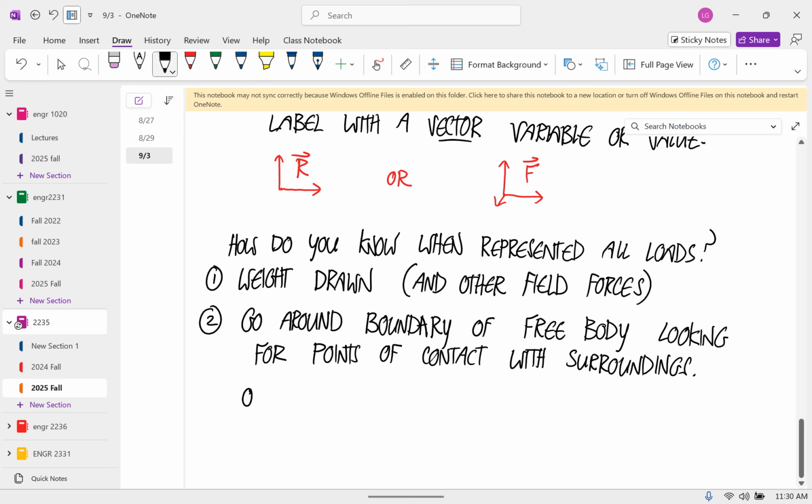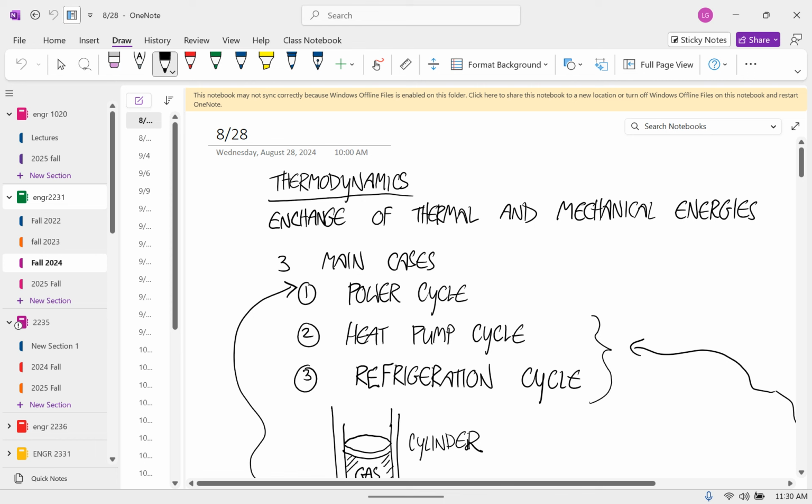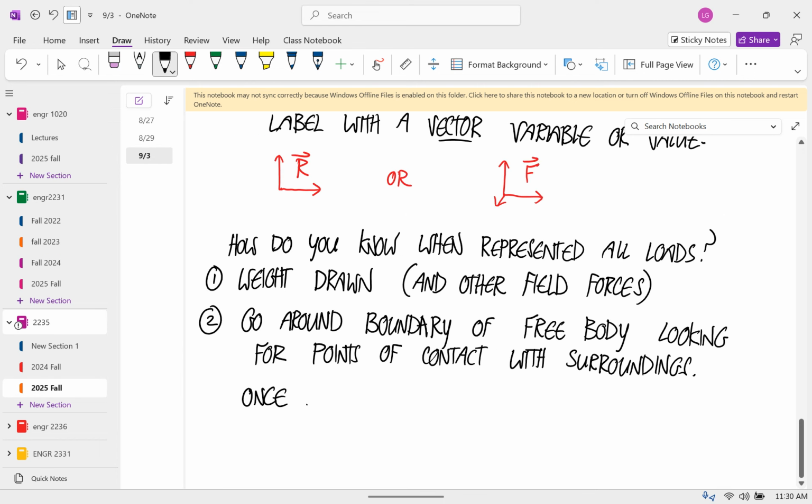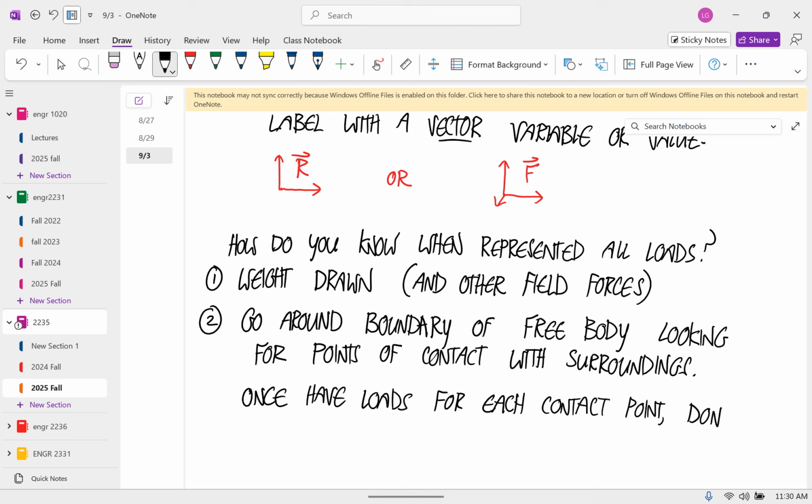Once you have loads for each one of those contacts, you're done. So once you have the loads for each contact point, you're done.